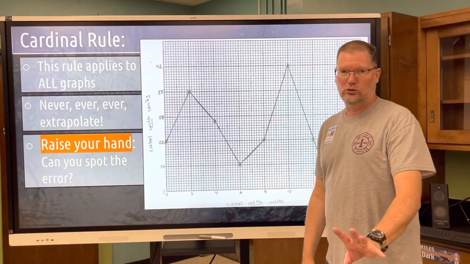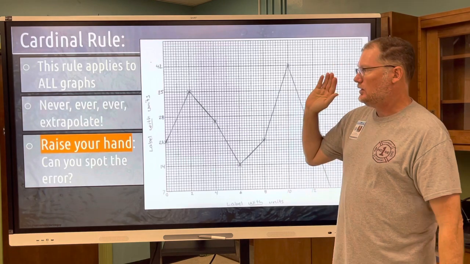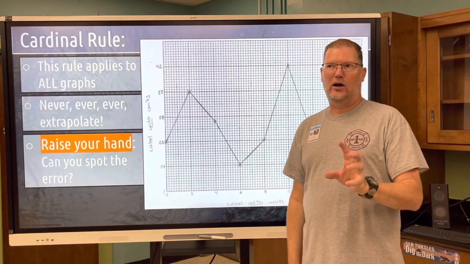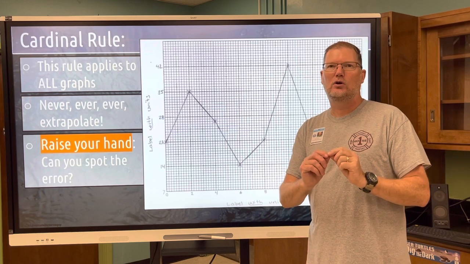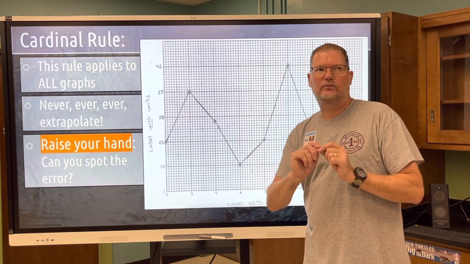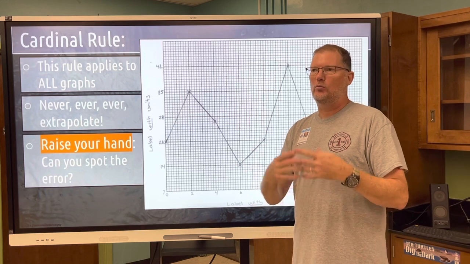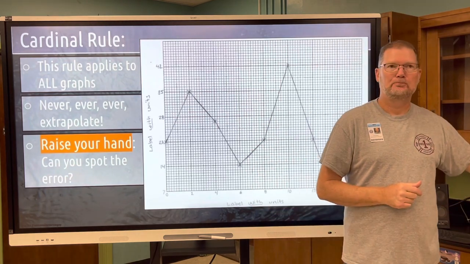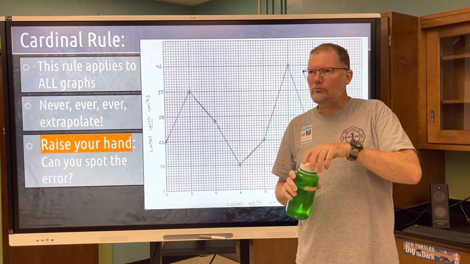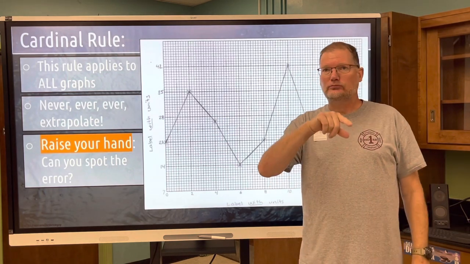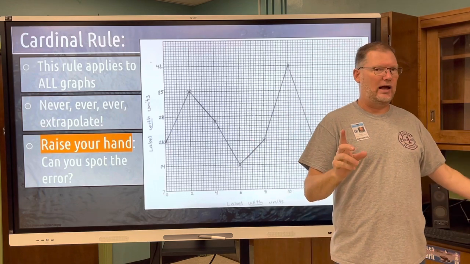So, cardinal rule, major law here, okay? It applies to all graphs. Never, ever, ever extrapolate. Now, you can extrapolate when you are doing other types of things, when you want to recognize a trend and then foretell what's going to happen in the future. That's what they do with global warming. That's what they do with temperature changes in the atmosphere and lots of things. They look at the data, they look at the trend in the data, and they say, well, it's going up. It's probably going to continue to go up over the next time period. But we don't want to do that in AICE, okay?